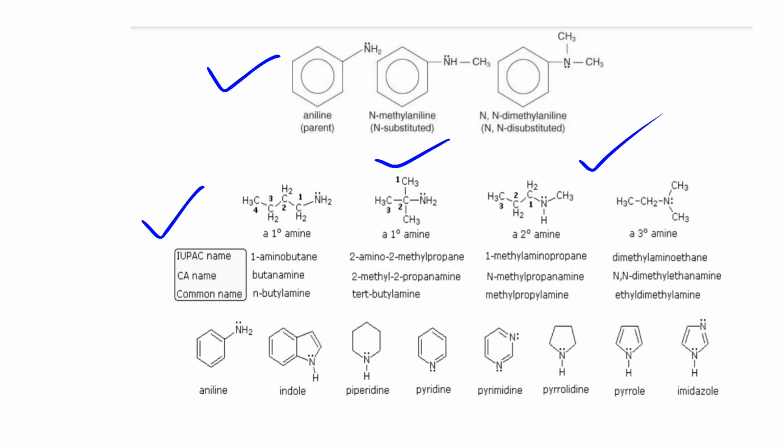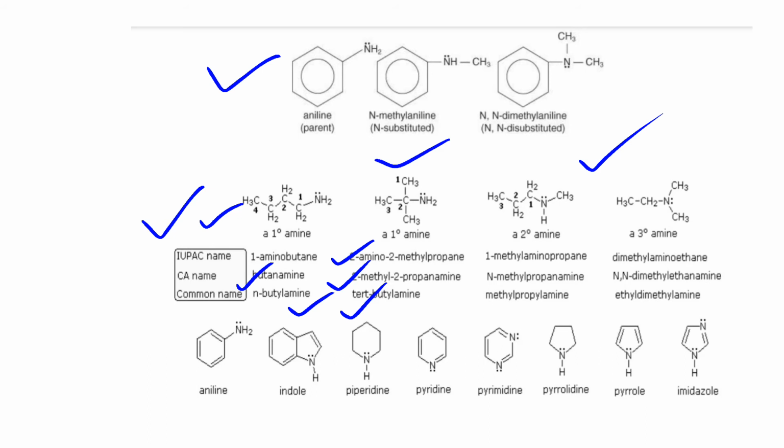More examples we have discussed: the IUPAC name and also the common name. 1-amino butane, that is the IUPAC name butanamine, and n-butylamine, the common name. Next, another example: 2-amino 2-methyl propane, 2-methyl-2-propanamine, and tertiary butylamine.